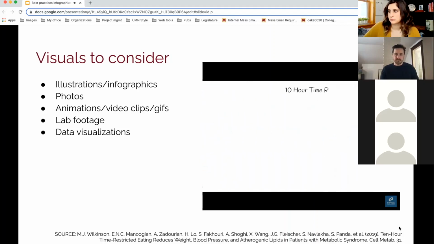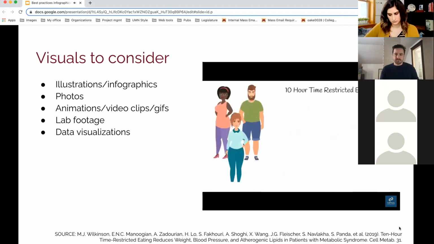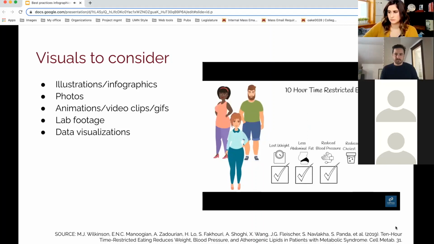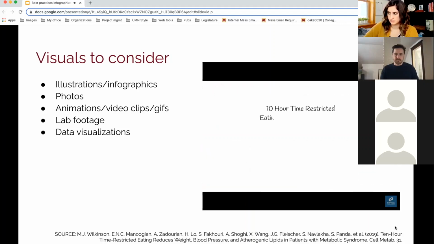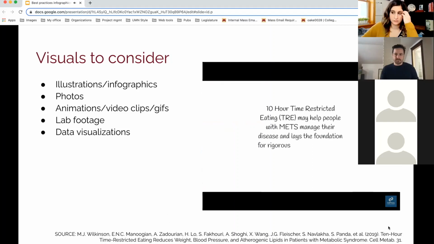At the end of 12 weeks, we found several benefits of a 10-hour time-restricted eating. Each person improved in at least one of the criteria for metabolic syndrome. Many lost weight and reduced abdominal fat. Some reduced their blood pressure and cholesterol. People with high blood sugar had more stable blood sugar levels. This pilot study shows that 10-hour TRE may help people with METS manage their disease, and it lays the foundation for rigorous randomized clinical studies.